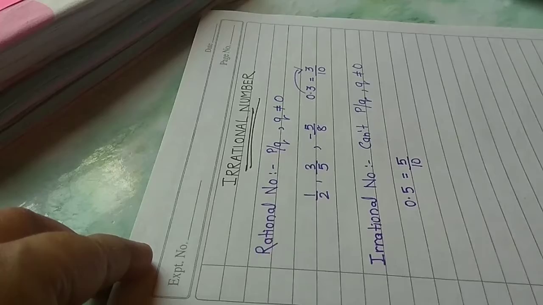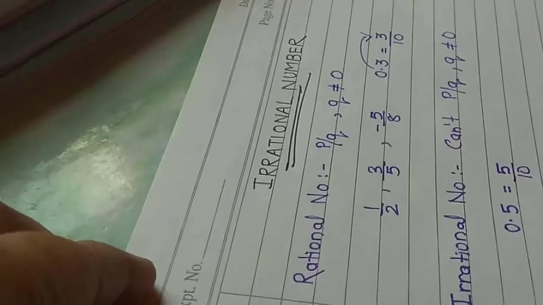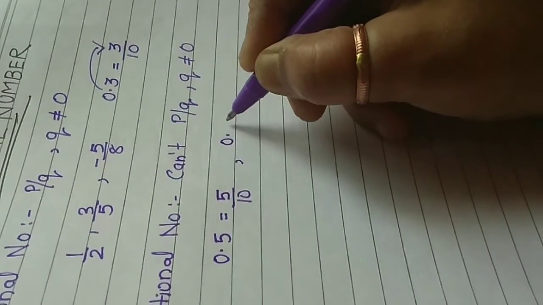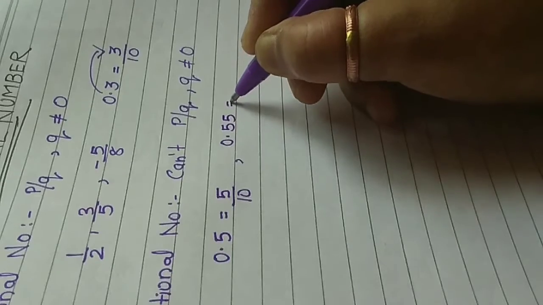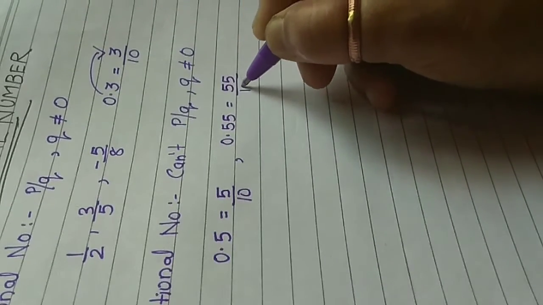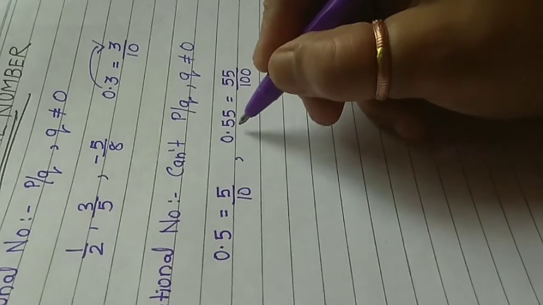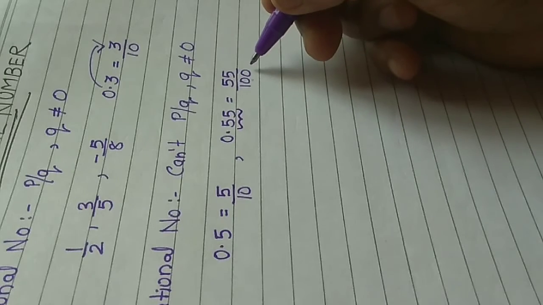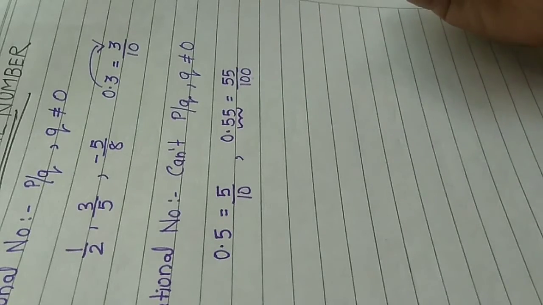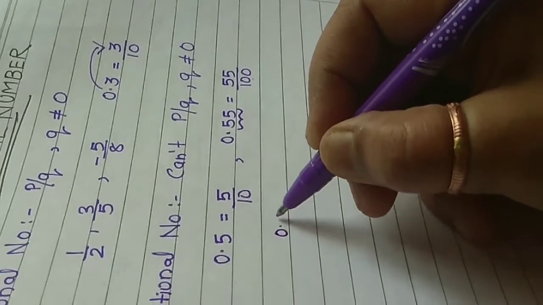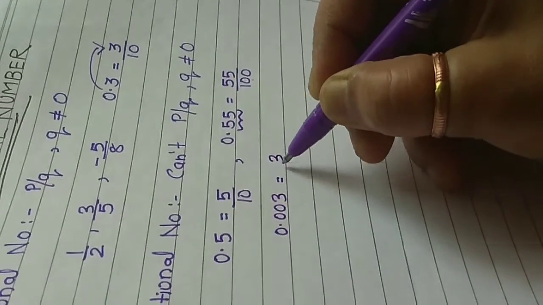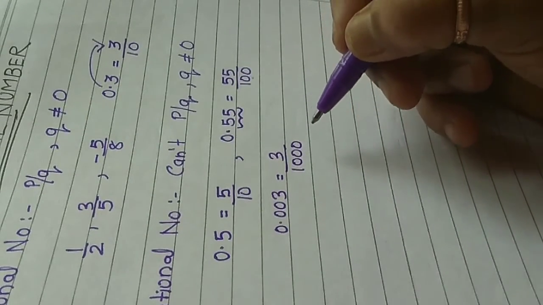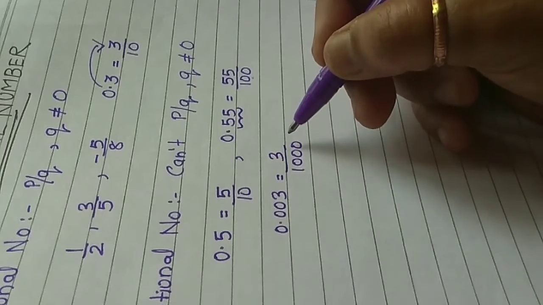Now see one more example. 0.55. What will we write here? 55 upon 100. Why have we written 100? Because after decimal 2 digits are there, so we have to write the 2 zeros here to convert it into rational number. If I am having 0.003, then I will write here 3 upon 1000. The reason, now you know, is that after decimal 3 numbers are there, so we have to put 3 zeros, and we converted the decimal into rational.